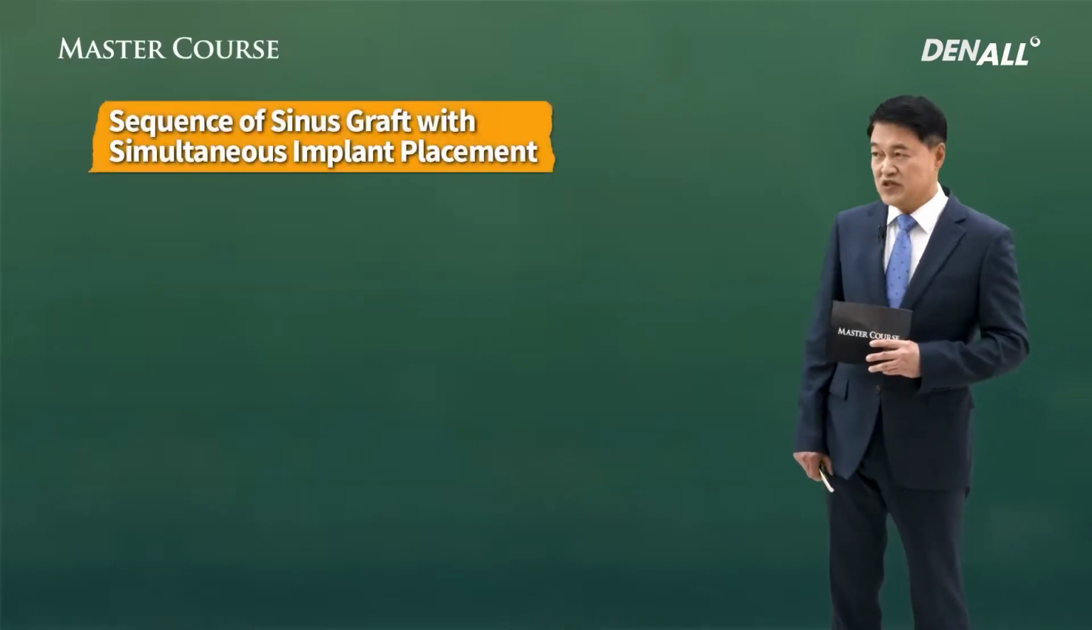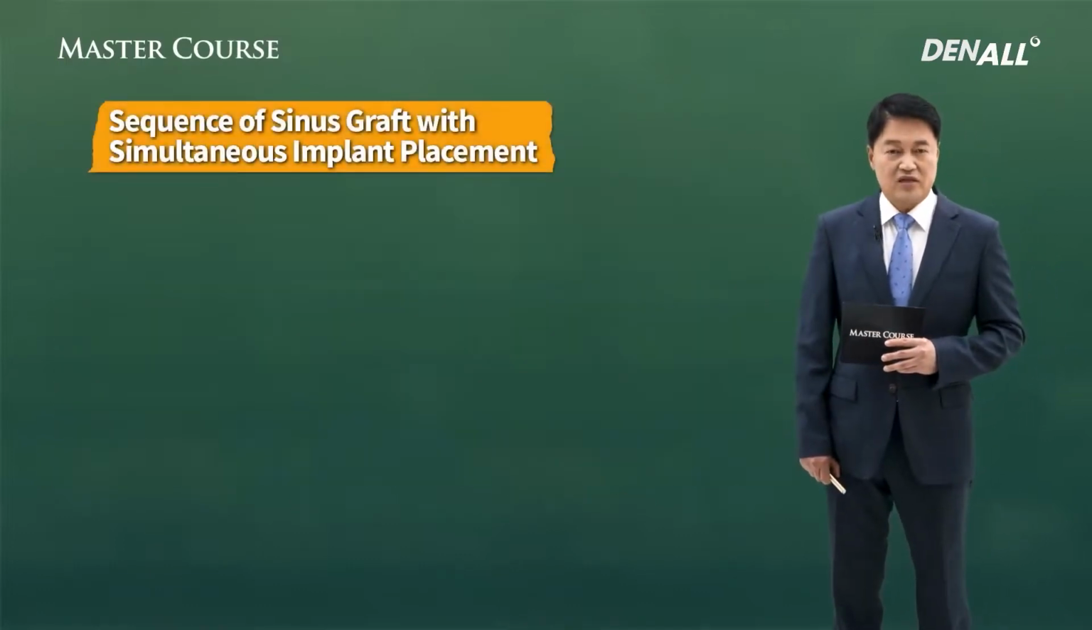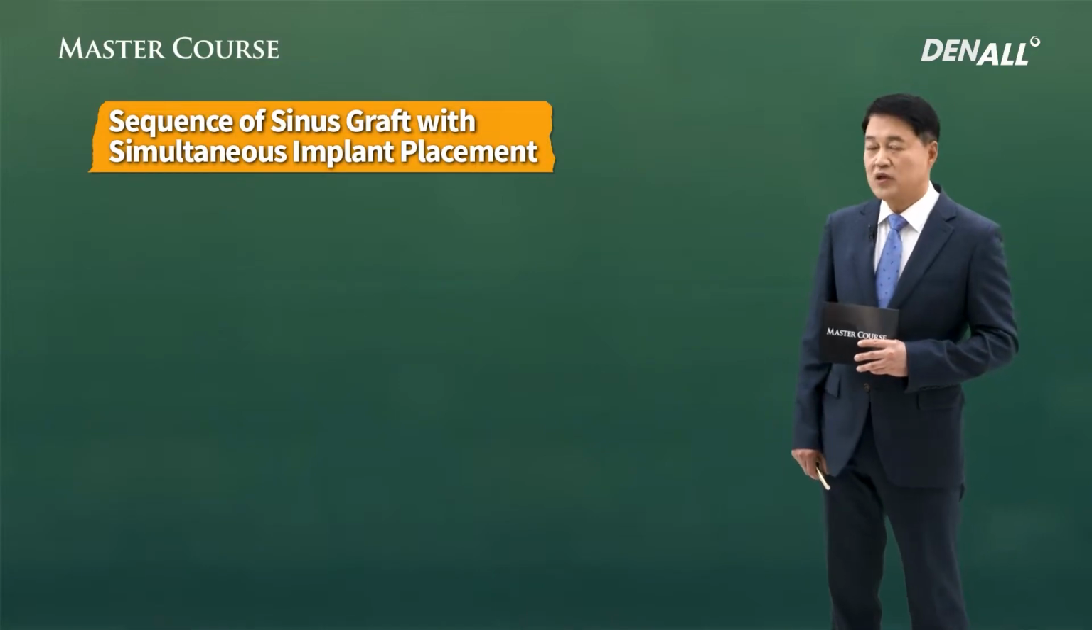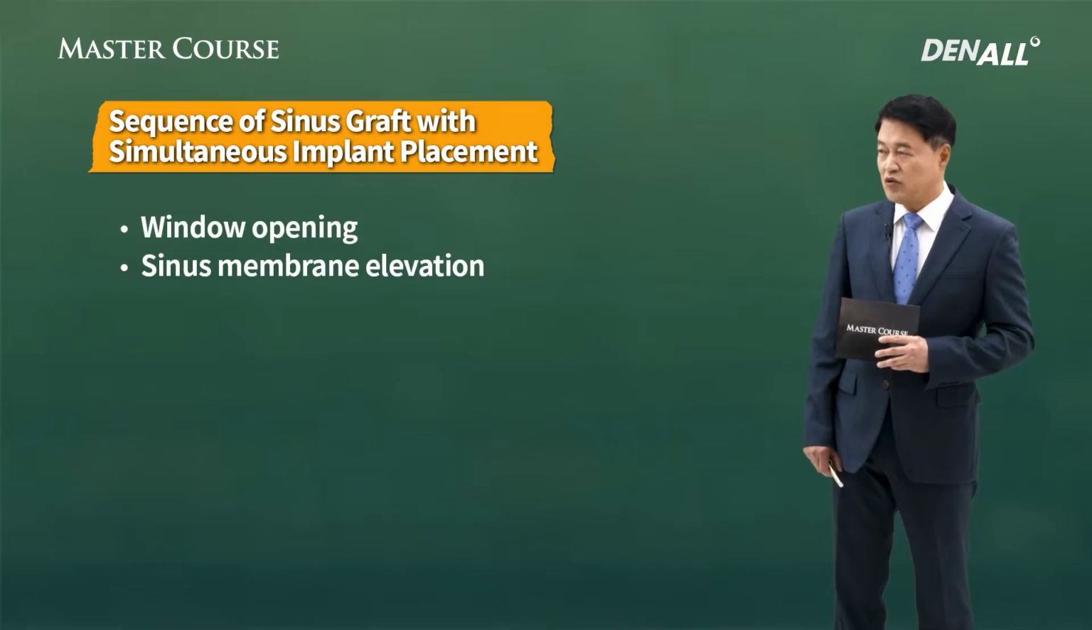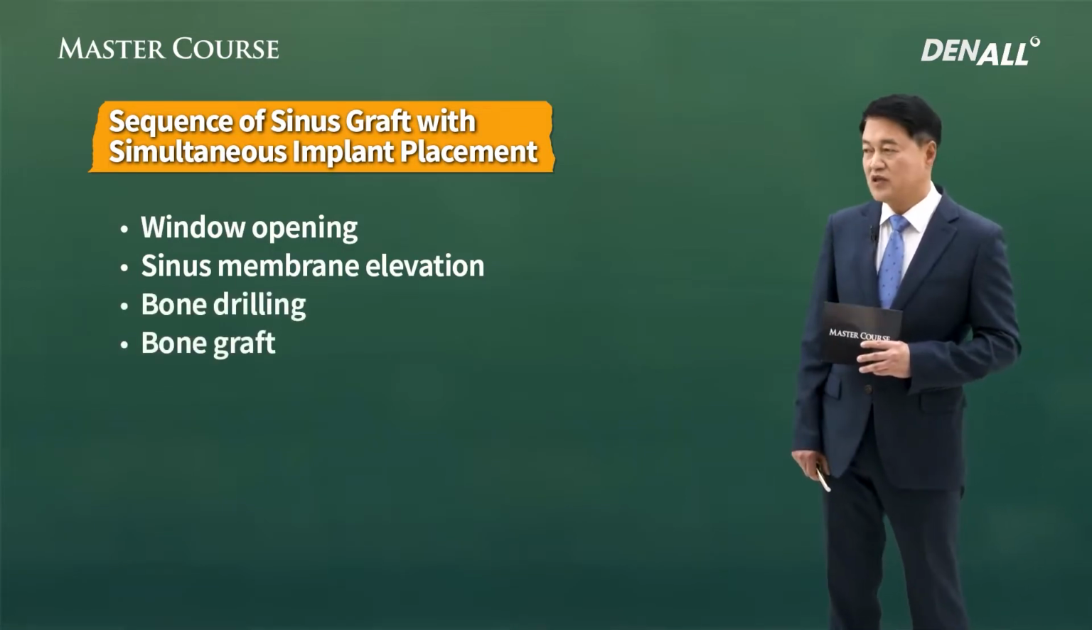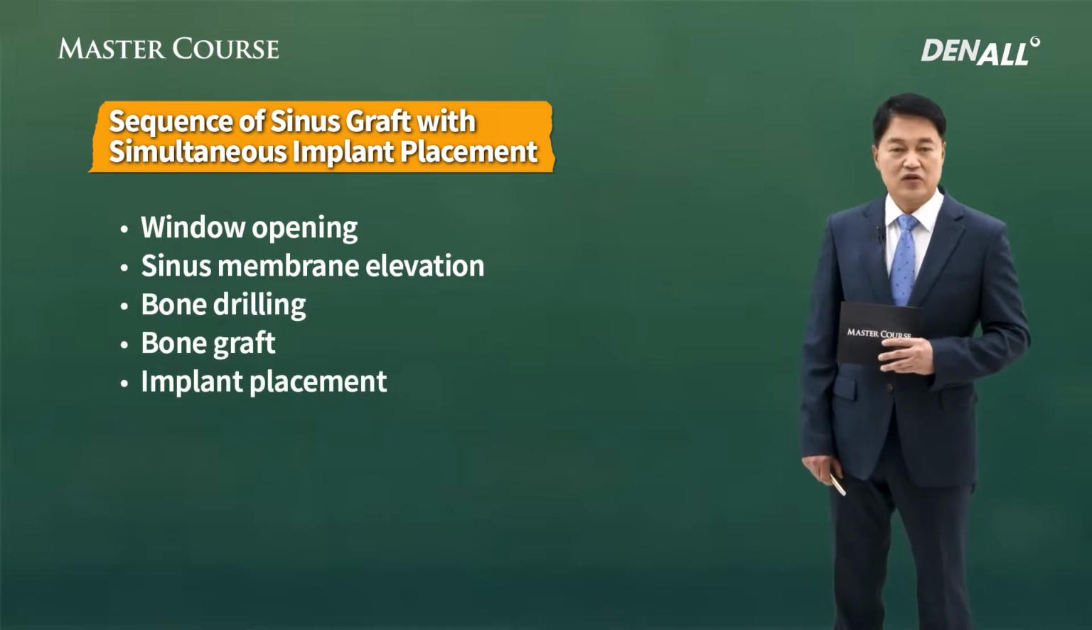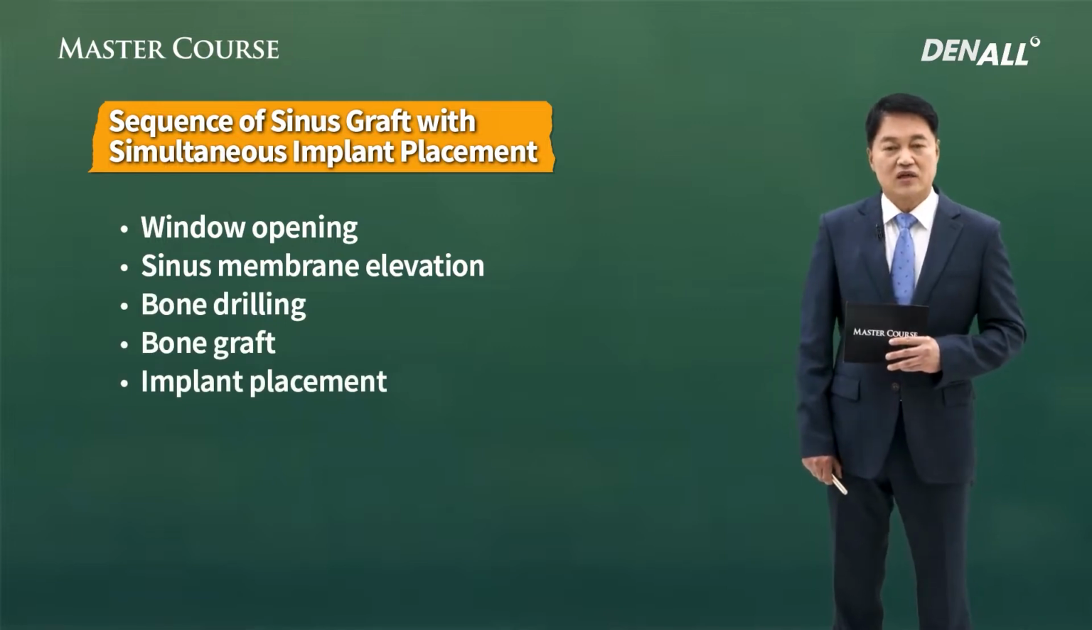Implant immediate placement was done, along with sinus graft. If you look at the order of placing the implant immediately and doing sinus graft, you open the window, lift the membrane, and then do bone drilling. Bone graft is done, and the implant is placed. This is the process. The important thing is this.